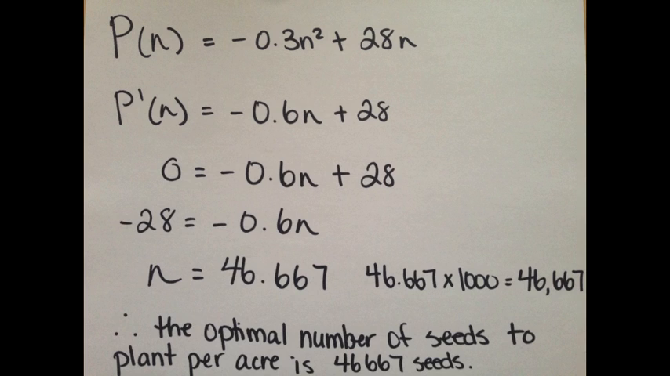Since n is represented in thousands, the actual amount of seeds is 46.667 times 1,000, which is equal to 46,667 seeds. Therefore, the optimal number of seeds to be planted per acre is 46,667 seeds. So we have now completed the question.